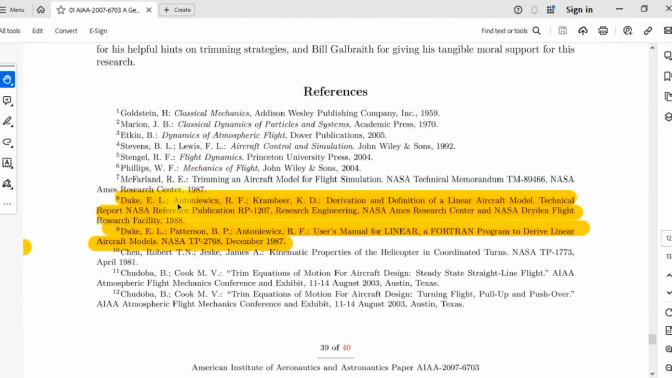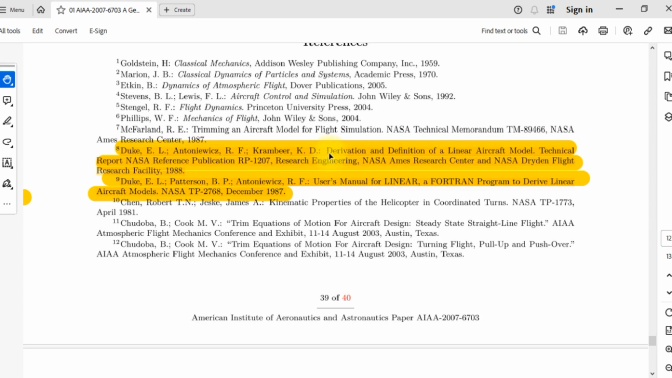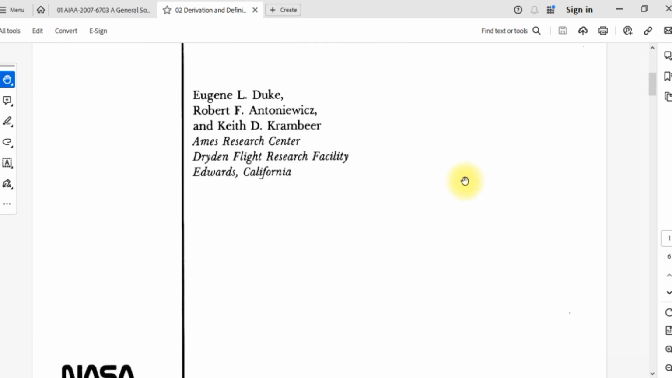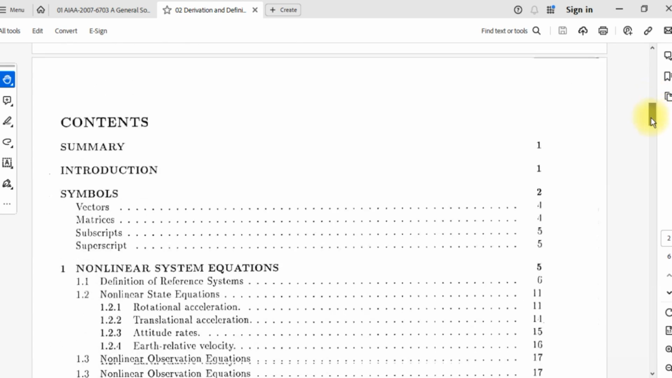And I went ahead to look at the references. I should have gotten all of them, but I found two of them are NASA documents. One of them I had already seen, but this one I had not seen before. So let's take a look. I downloaded this, so this is the document. One of the documents they refer to is this NASA document.